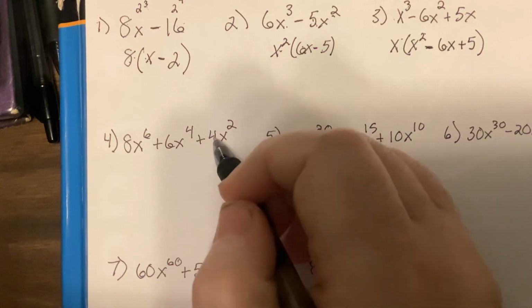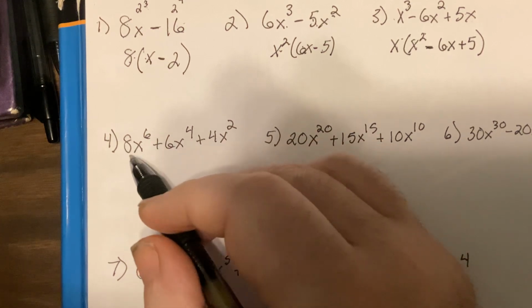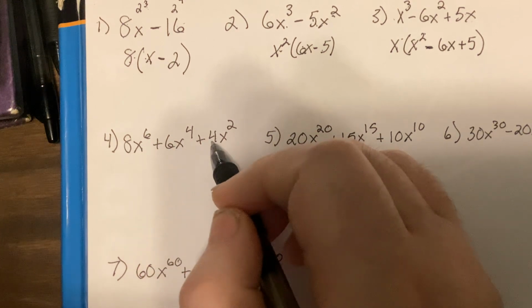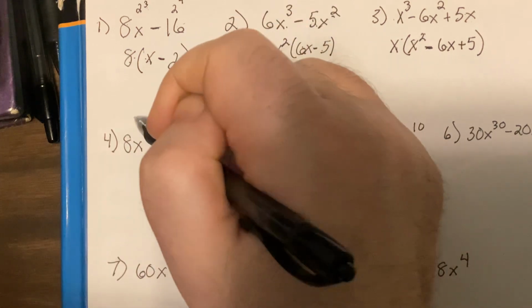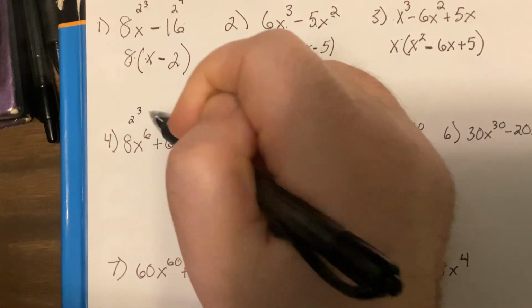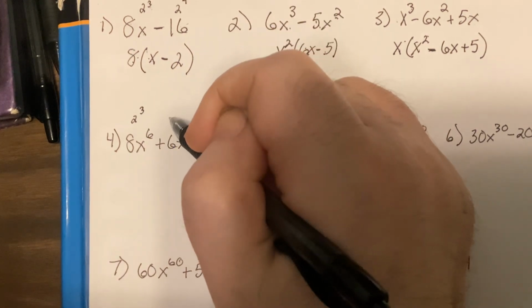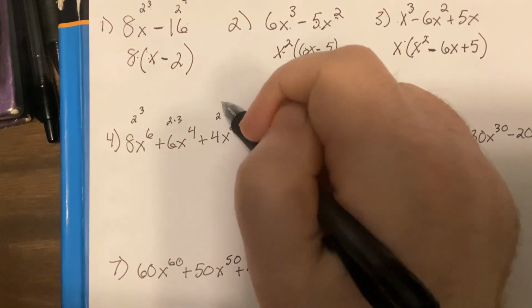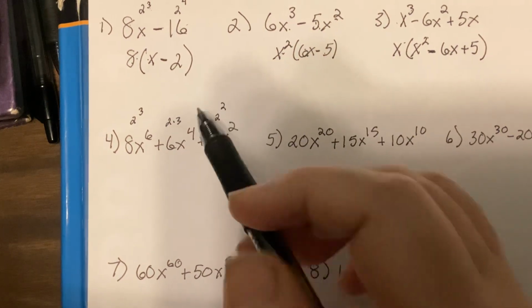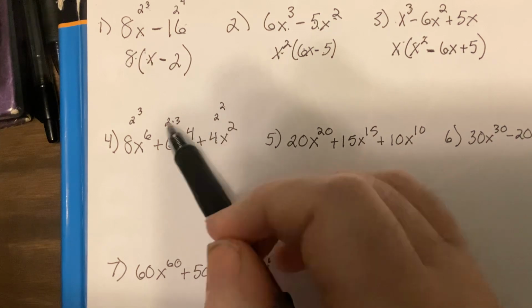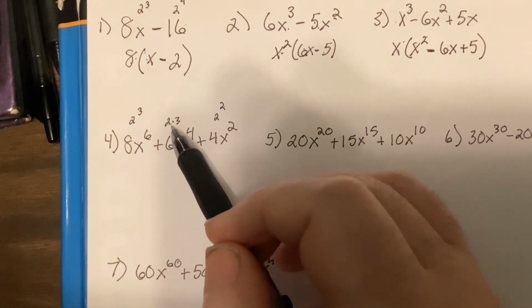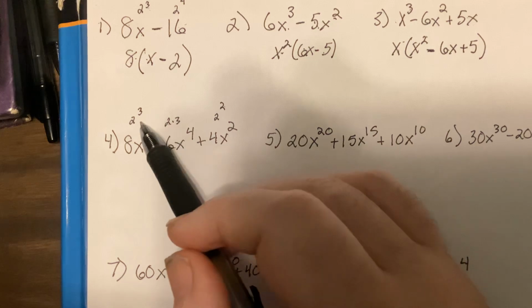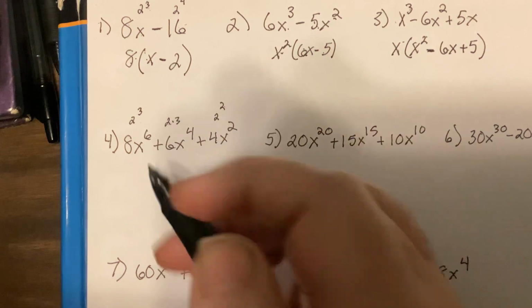Okay, this one, we have 4, 6, and 8. What's the biggest number that goes into all three terms? Now, you could do this. 8 is 2 cubed, 2 times 2 times 2. 6 is 2 times 3. 4 is 2 squared, or 2 times 2. The smallest 2 occurs is to the first power. And 3 does not occur in all three, so it's not part of it.